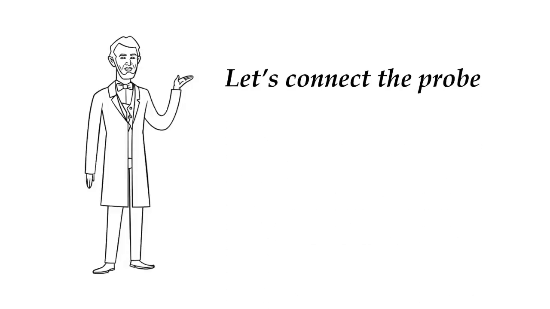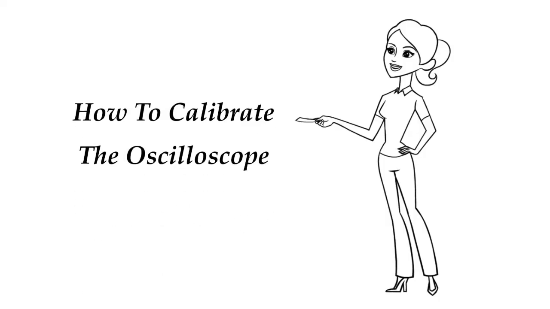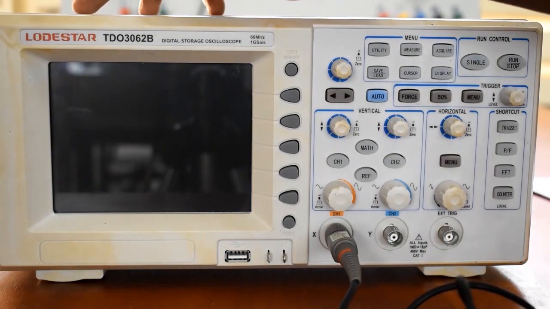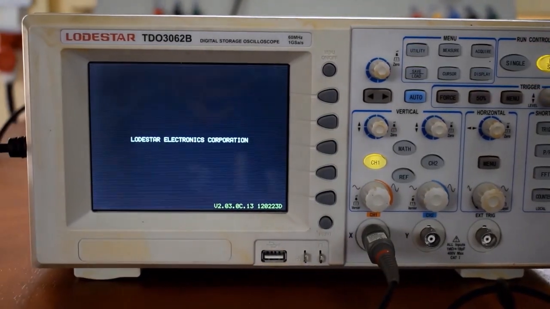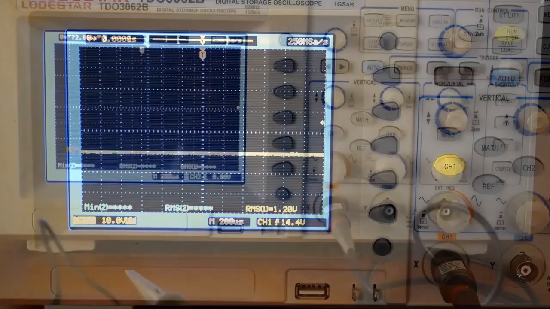Let's connect the probe. Let's see how to calibrate the oscilloscope. First turn on the oscilloscope and let it load. You'll likely only need to tune your probe once, but it's a good idea to check them every now and then to make sure that the compensation capacitor didn't get adjusted.